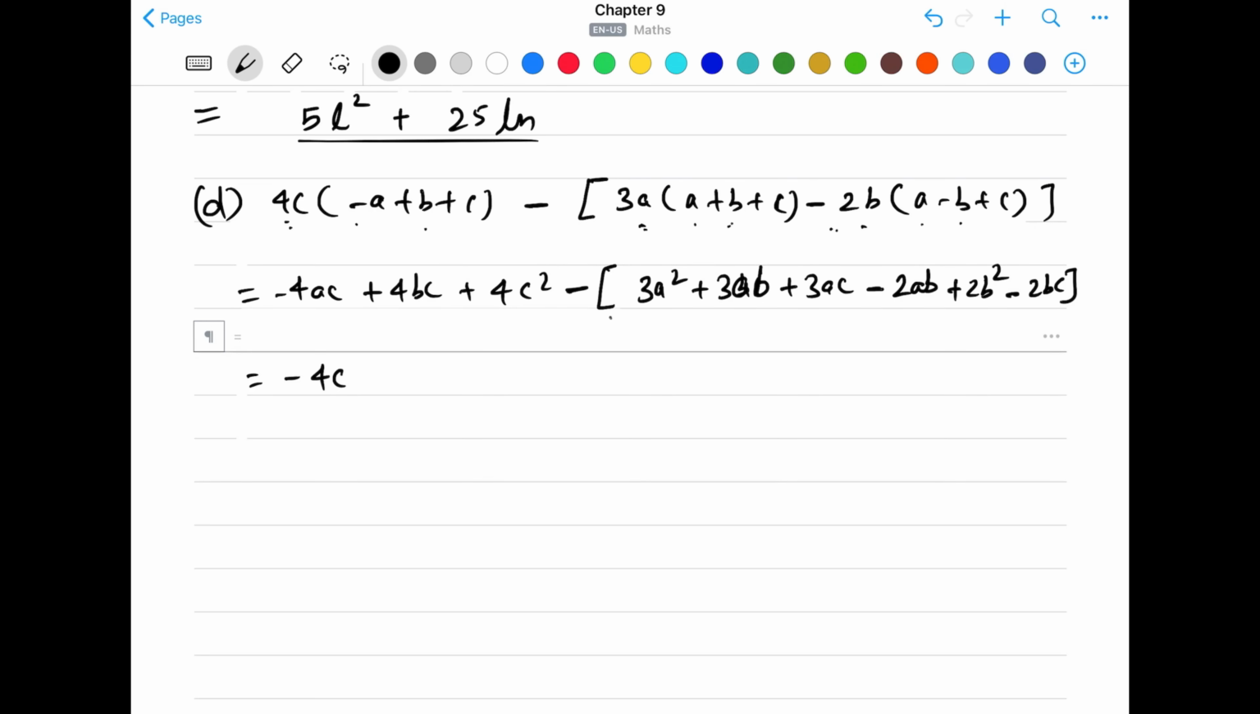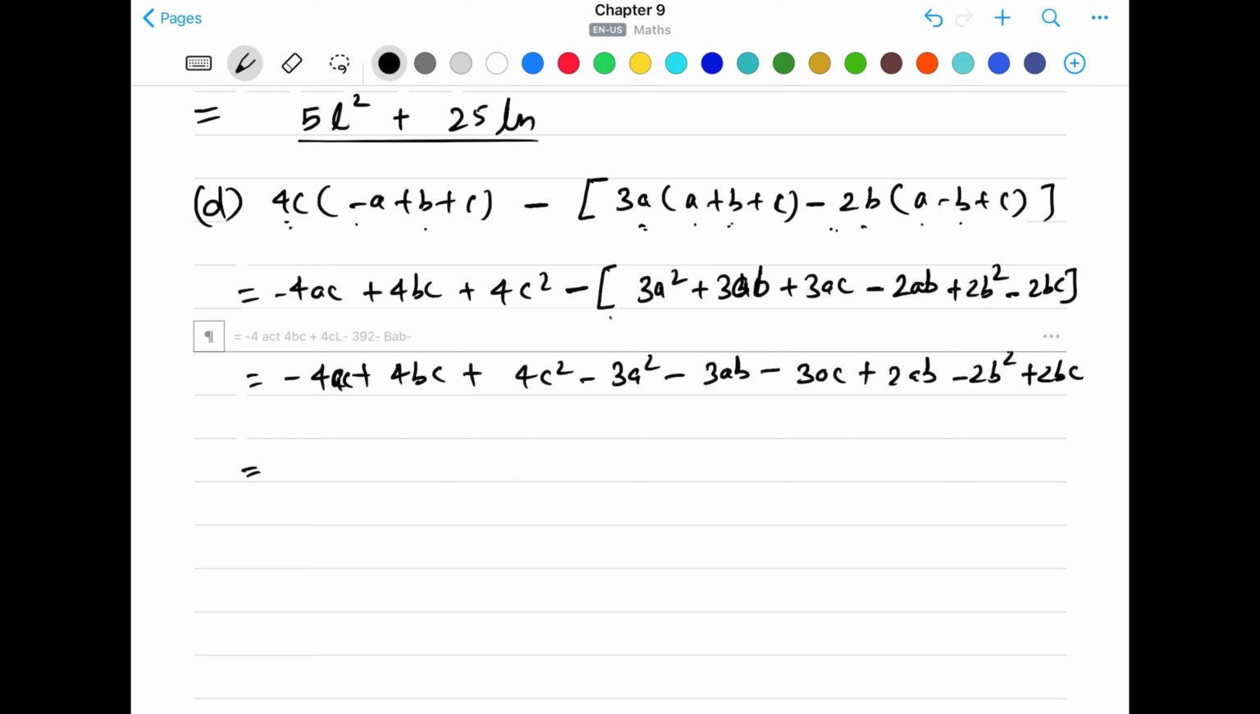Okay, now we are going to open this bracket by changing all the signs inside the bracket. So we have minus 4ac plus 4bc plus 4c square, then we're going to reverse all the signs, it is minus, this plus will become minus 3a square, then we have minus 3ab minus 3ac plus 2ab, then minus 2b square and plus 2bc.